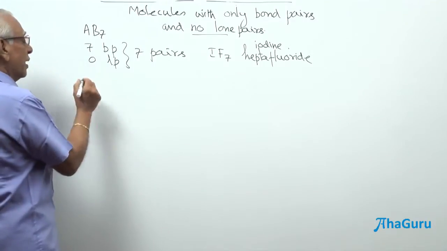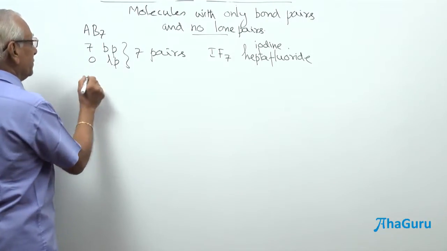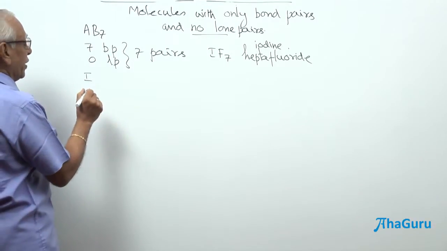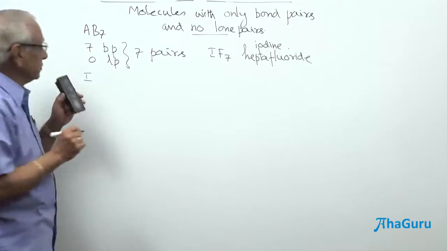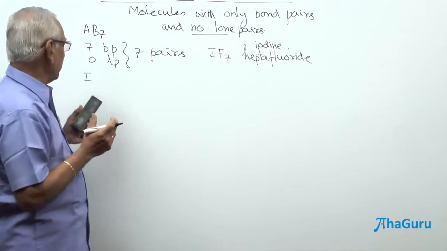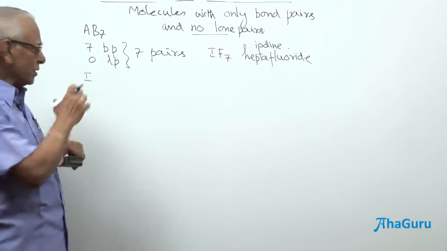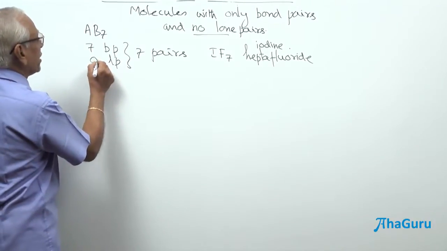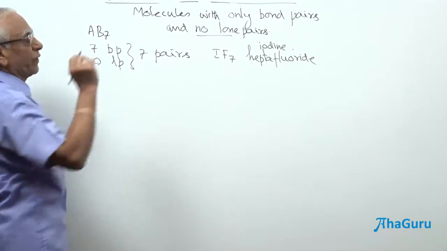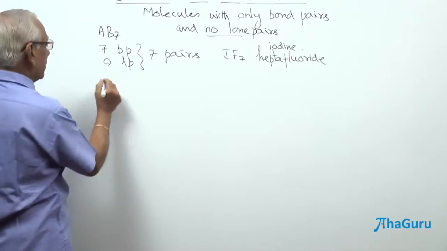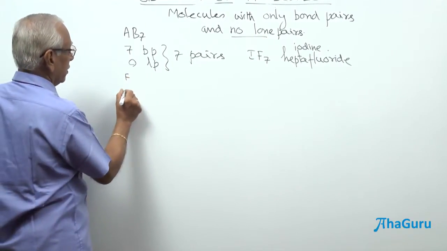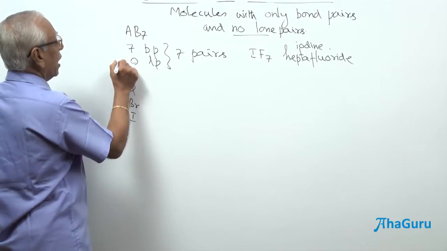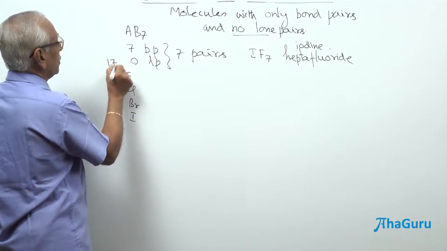Now, I shall give you one more information, the electronic configuration of iodine. Should I know the atomic number? No need. Based on the position in the periodic table, I will give you an easy way to identify the electronic configuration of any element in the periodic table. I have fluorine, chlorine, bromine and iodine. All of them belong to group 17.